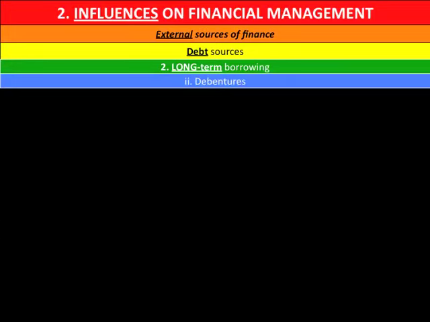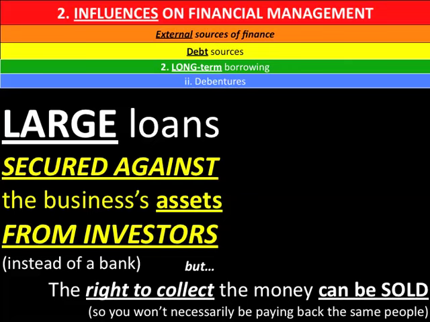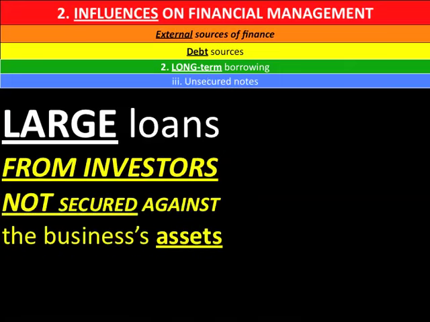Debentures are also large loans, and they're also secured against the business's assets, but the loans are from investors rather than from a bank. But the right to collect that money, the debenture itself, is just a piece of paper, and that itself can be sold. So for you, it's not really something that you think about, but you won't necessarily be paying back the same people. But the main difference is that it is from investors rather than from a bank.